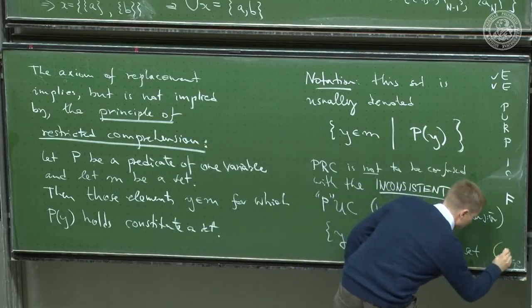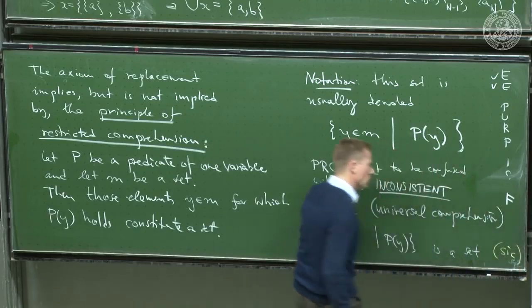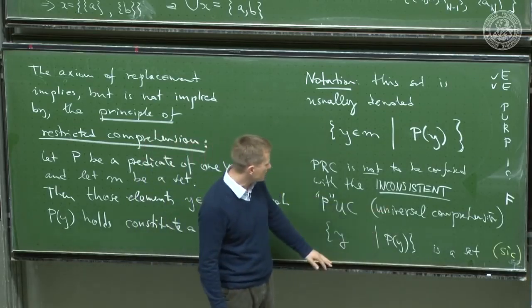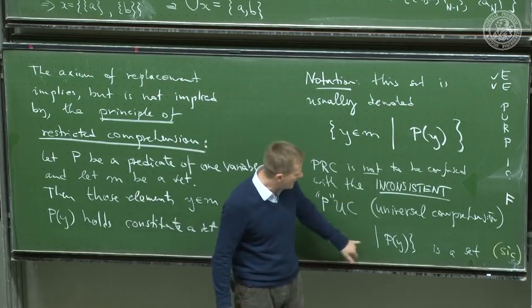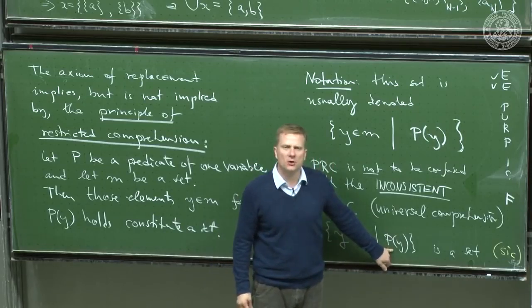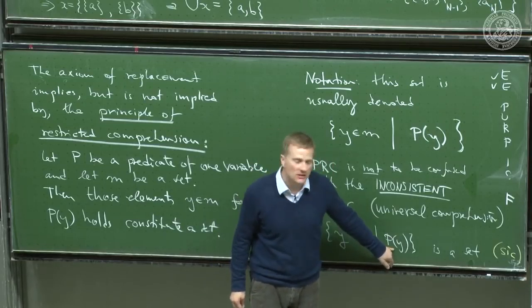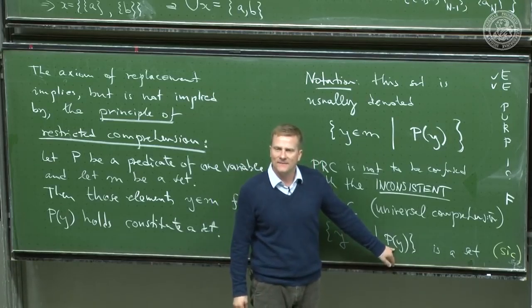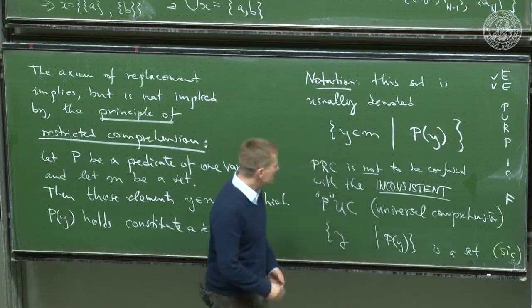Well, it's not a set. This is not true, right? So the principle of universal comprehension says you can collect all the y for which a certain property holds. But this is too much. This could be all the y for which y is not an element of y. This is the problem. What's the difference?